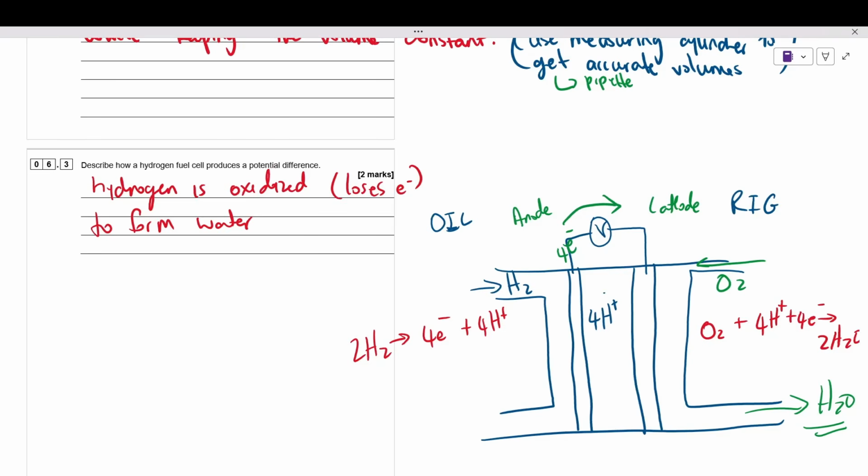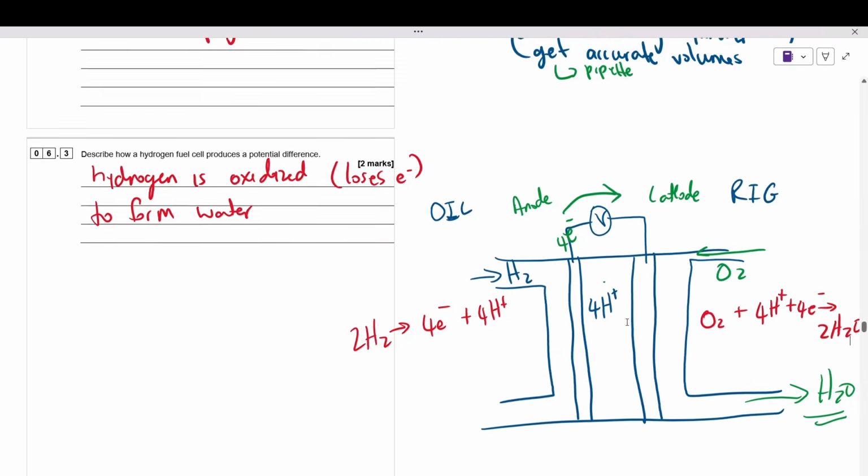You need to remember how this is structured, because the cathode and the anode is a bit different than when you're looking at your electrolytic cell, your electrolysis. So for your chemical cell, your H+ is produced at your anode. Those electrons move around the circuit where it's added to oxygen, your H+ ion, and that's going to be forming your water. So that's your hydrogen fuel cell.